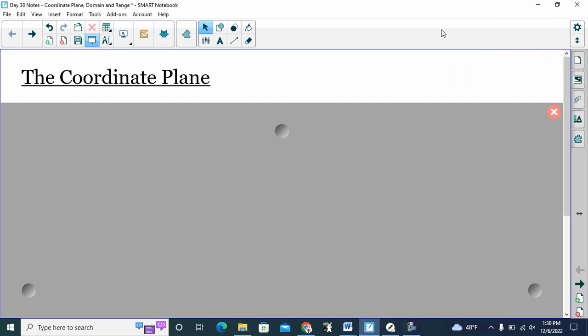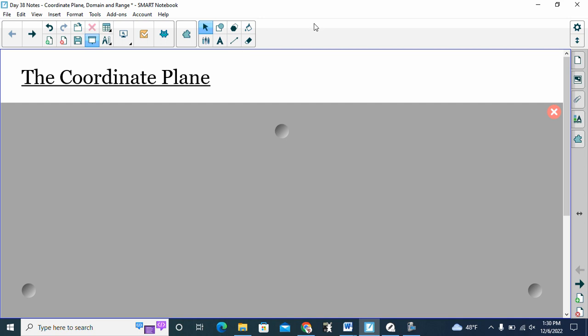We've got a couple different things we are going to look at in today's notes. The first is the coordinate plane, the definition of a coordinate plane, as well as an ordered pair. We'll talk about how to plot points on the coordinate plane, how to write ordered pairs. We'll talk about the quadrants of the coordinate plane. And then we will briefly discuss domain and range today as well.